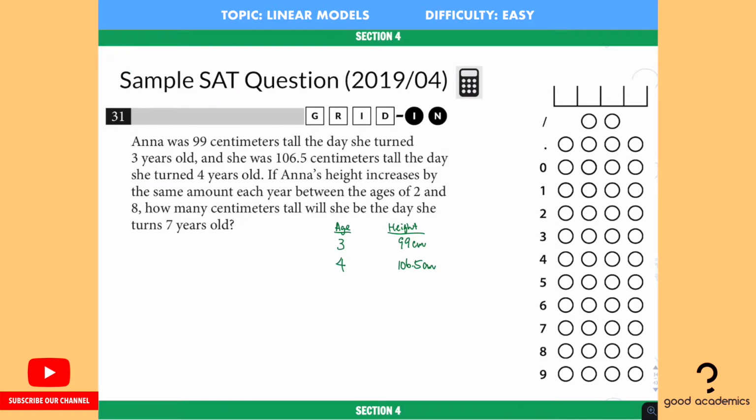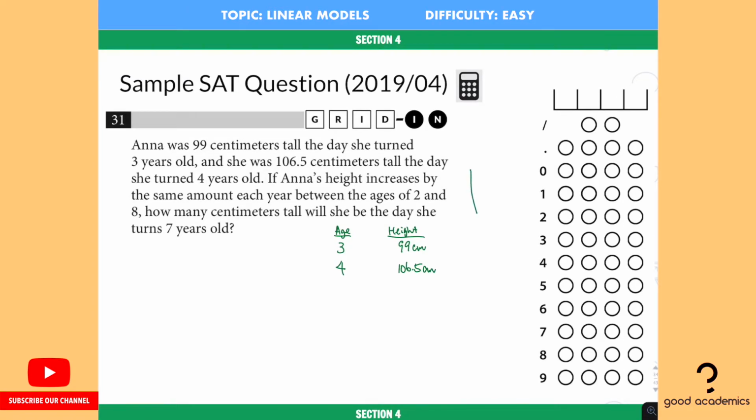So the first method is that if you have two sets of data, you can set up a graph. This is the height, and you know it's going to be a linear graph, and you can figure out the equation so that you can plug in the age, and then you can tell at age 7 what the height will be. Okay, but that's not my preferred method because it's going to take you a little bit more time.